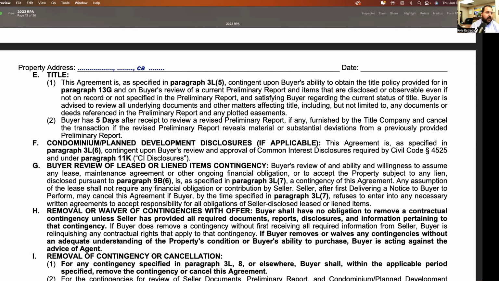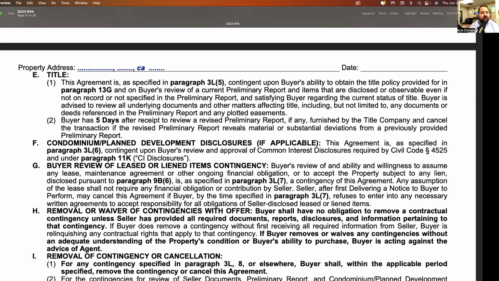The condo and the PUD disclosures is contingent upon the buyer reviewing those and approving those. And they'll talk about in 11K what those are. The buyer review of leased or lien items contingency. Buyer's review of and ability and willingness to assume any lease, maintenance agreement, or other ongoing financial obligation, or to accept the property subject to any lien disclosed pursuant to paragraph 9B6, we'll get to there in a minute, is as specified in paragraph 3, a contingency of this agreement. Any assumption of the lease should not require any financial obligation or contribution by seller.